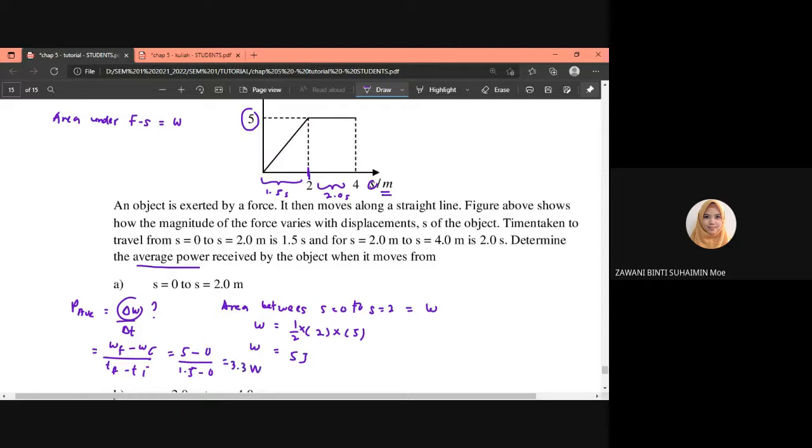Okay, that is the answers. Ini answers untuk work, ini answers untuk P average. 3.3 watt.